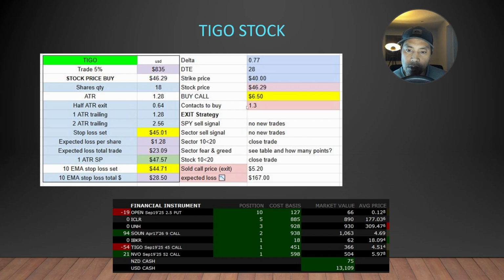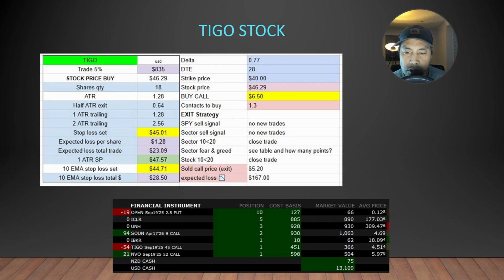Now the contracts is only 1.3. You can't buy 1.3 contracts, so let me have a look. Did I just buy one contract? Yeah, so right here, one contract, and the cost basis was $451. We can see here it's just got exit signals that I've got there, reminders for myself.